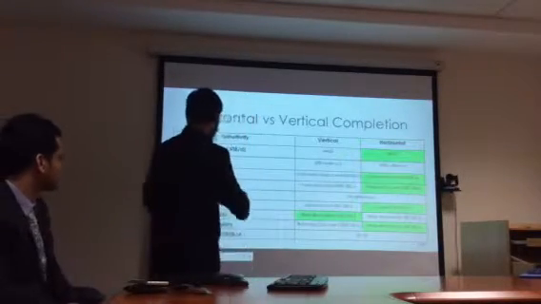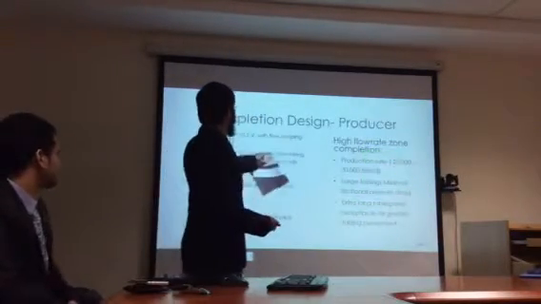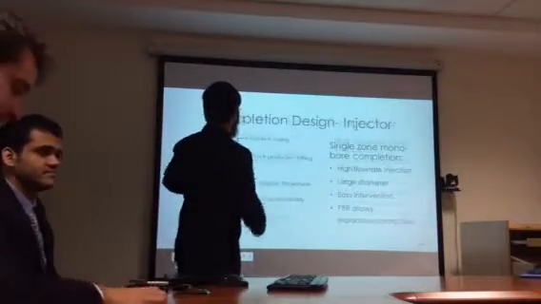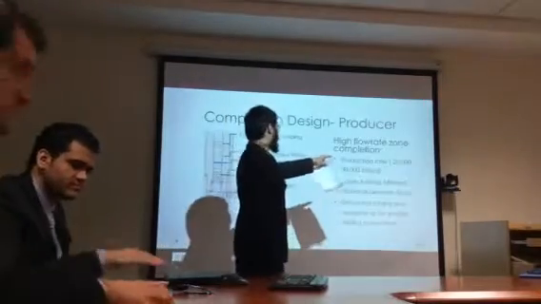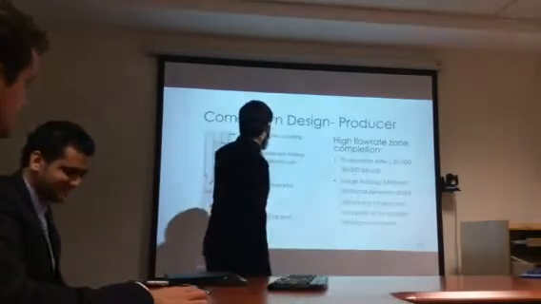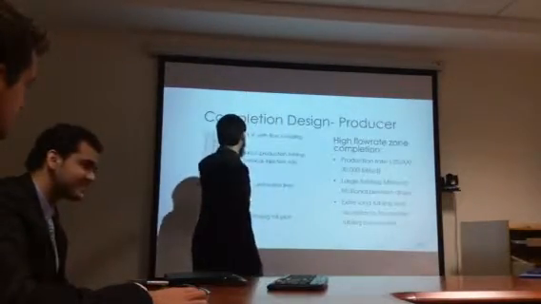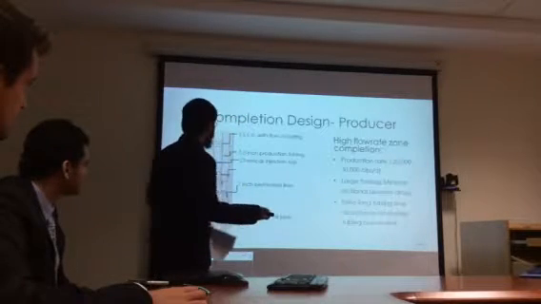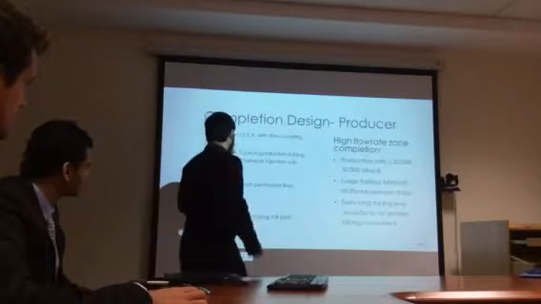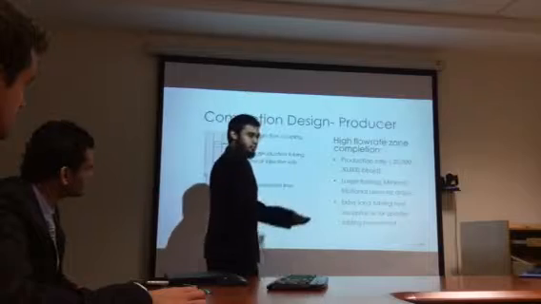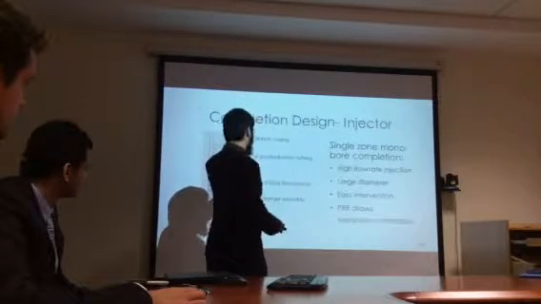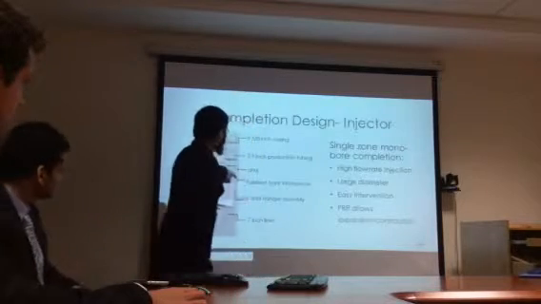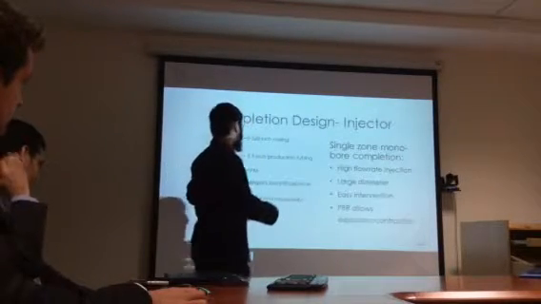Next slide, these were the completions for the producer and the injector. For the producers, we use the high flow rate producers, which can produce around 20,000 to 30,000 barrels per day. We have a chemical injection sub, which we can use to inject the chemicals in case of any scale formation, and we have a tap out where we can place the sensors and everything. For the injectors, we have a side pocket mandrel also for the chemical injection.